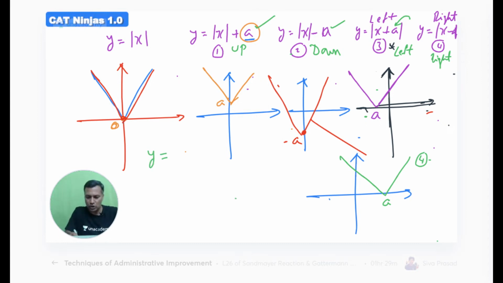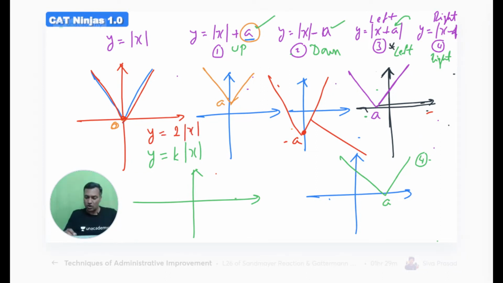What if I write y is equal to k times mod x? We call this scaling. For example, I want to write y is equal to 2 times mod x, let's say. That is called scaling.